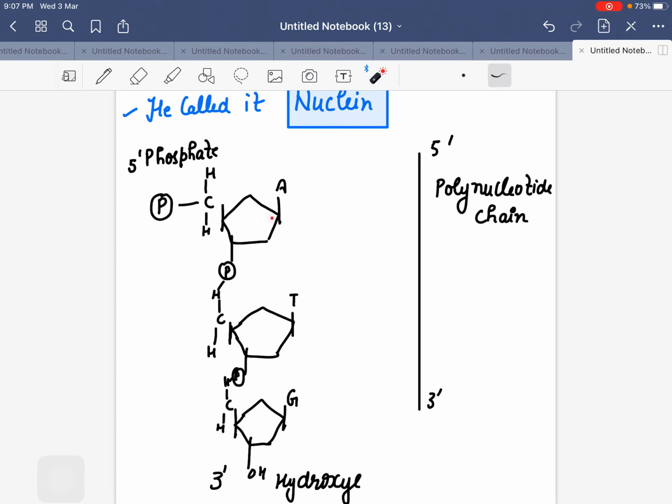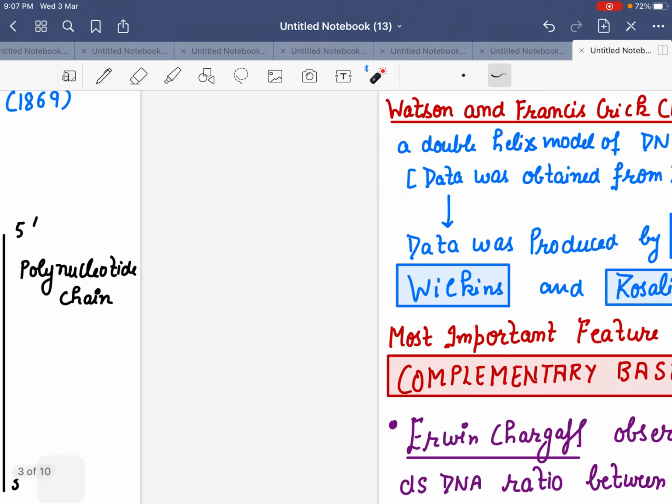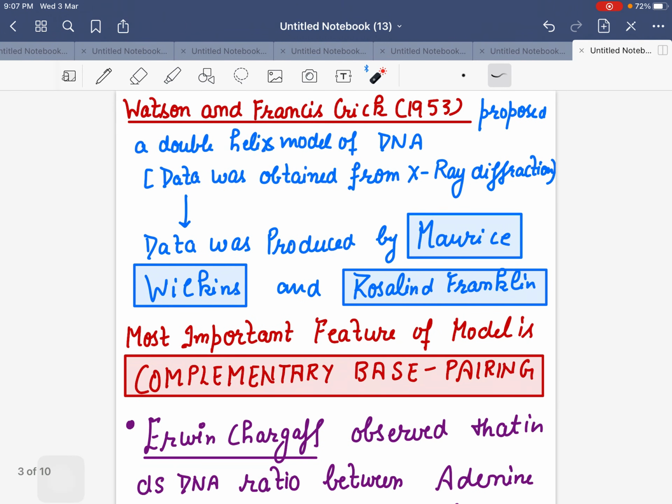So बच्चा इस chain से घबराना नहीं है. First thing you always have to do is number your ring. 1, 2, 3, 4 and fifth carbon. Fifth carbon is having CH2 and phosphate. Now here they are not forming any bond, so fifth is free. Here our 3' is free. Clear?